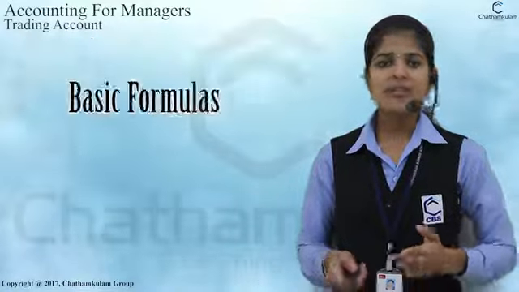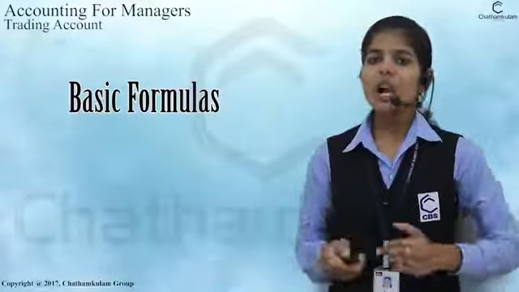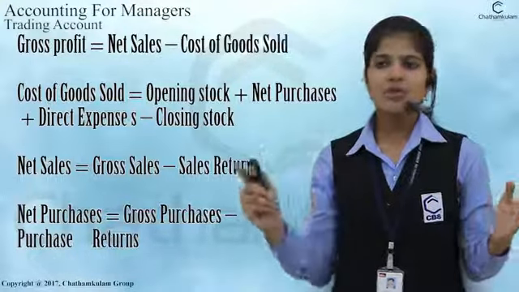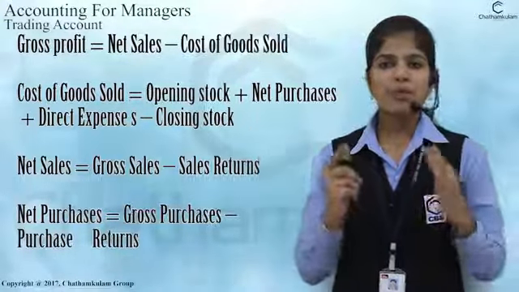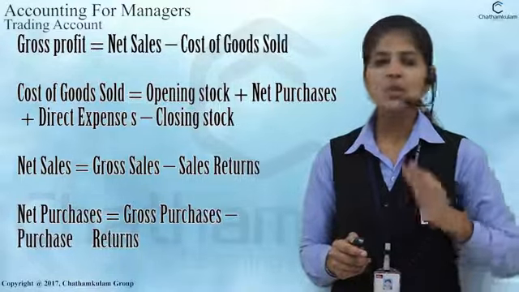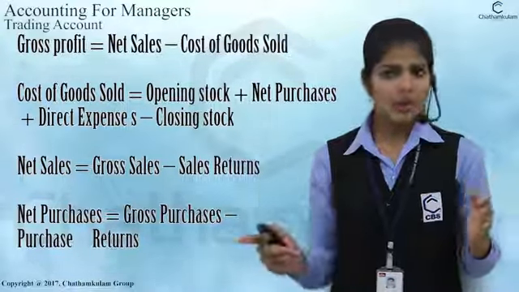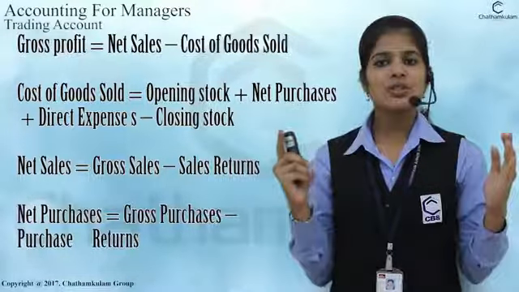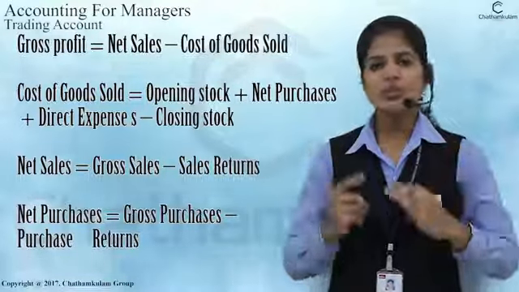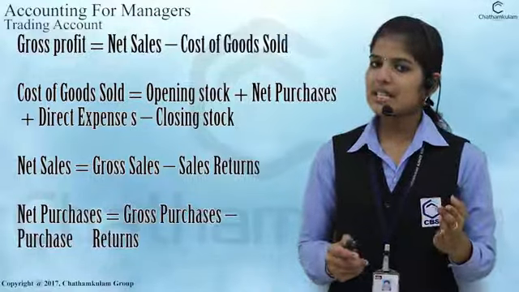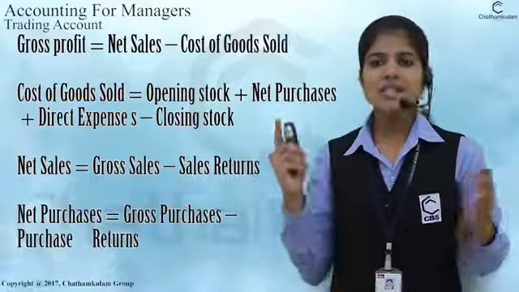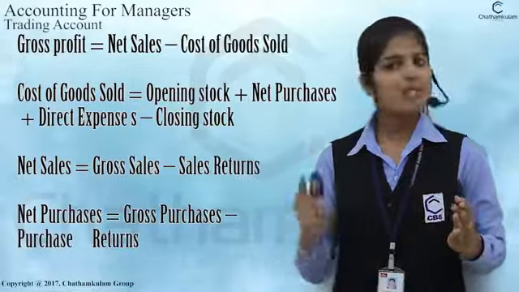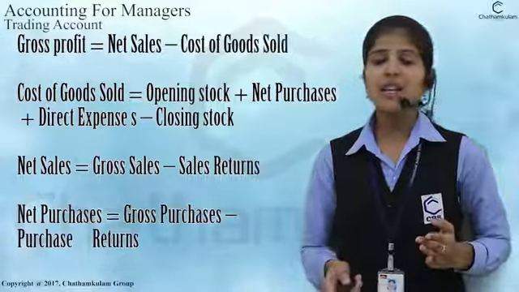There are some basic formulas for the trading account. How do we calculate the gross profit? From net sales, we subtract the cost of goods sold, and we get the gross profit. And how do we calculate the cost of goods sold? Opening stock plus net purchases plus direct expenses less closing stock is the cost of goods sold. And how do we calculate the net sales? Gross sales minus sales return is the net sales, and net purchase means gross purchase minus purchase return.